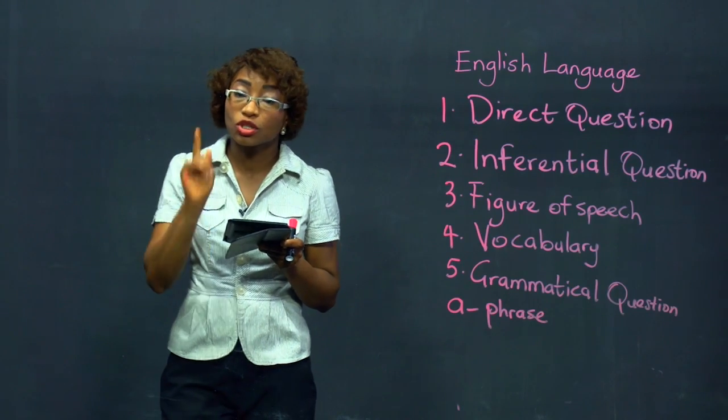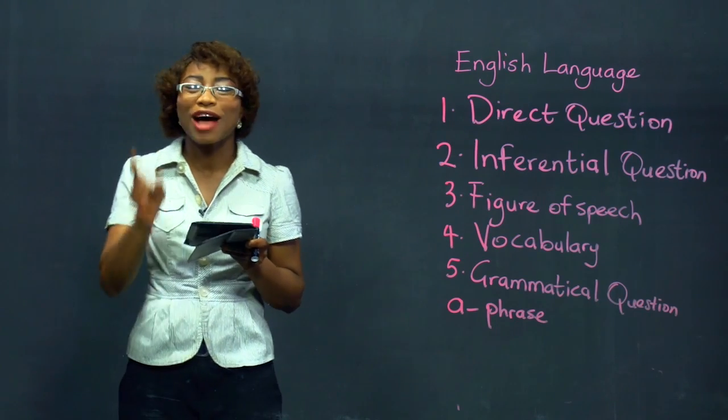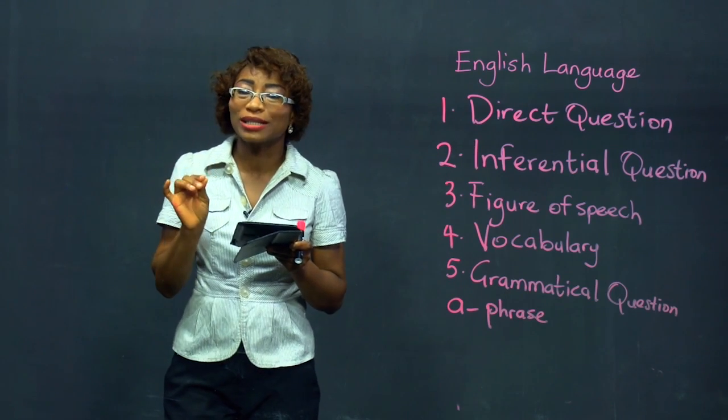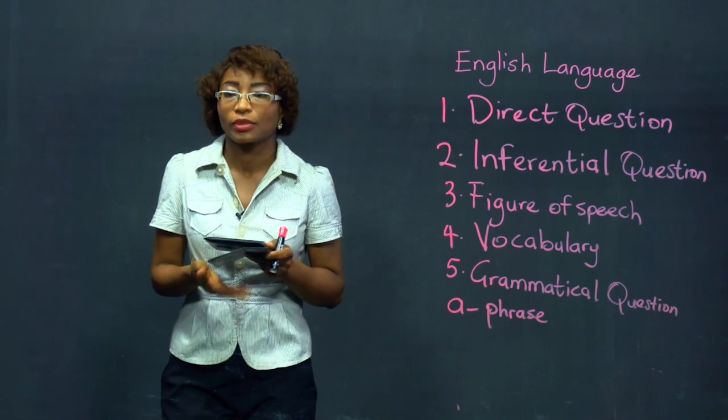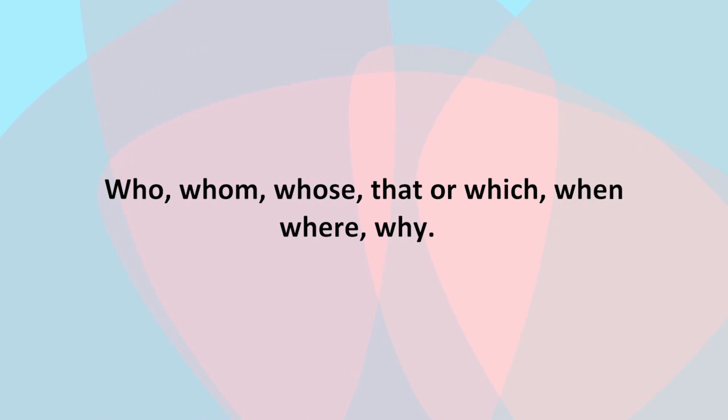First of all, it will have a subject. It has someone or something that we're talking about. It will have a verb. A verb is a doing word, a word that shows action. And then there are some words that help us to identify an adjectival clause or an adjectival phrase. And those words are who, whom, whose, that or which, when, where, or why.